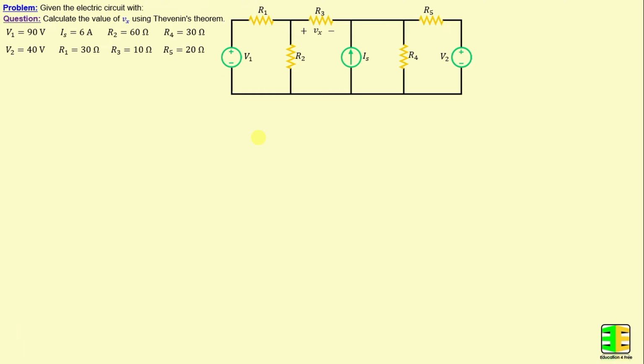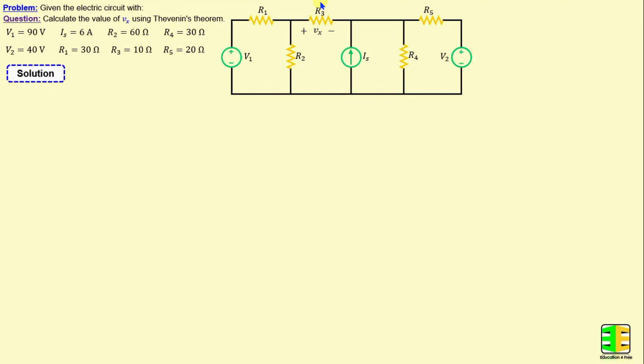Let's consider this network consisting of 5 resistors labeled R1 through R5, as well as 2 independent voltage sources V1 and V2 and 1 independent current source IS. The question now is to calculate the value of Vx using Thevenin's theorem. Vx is the voltage across the resistor R3. Let's move on to the solution.